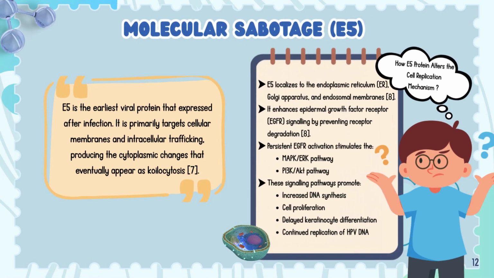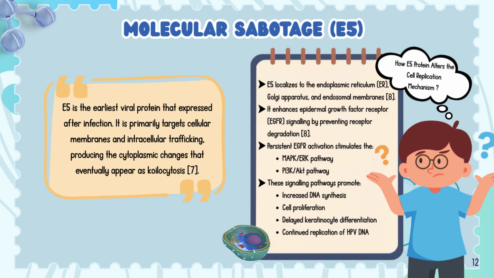E5 is the earliest protein expressed after infection. It primarily targets the cell's internal membrane system, including the endoplasmic reticulum, Golgi apparatus, and endosomal membranes. This disrupts normal intracellular trafficking and creates an environment that favors viral replication.